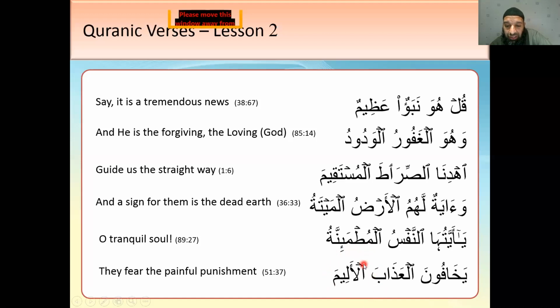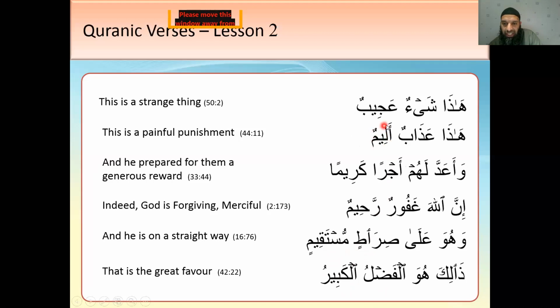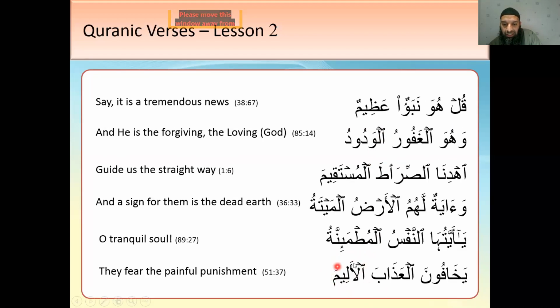Yes, so look over here. This is al-alim. Now it's "the painful". In this one here, alim, that's the actual word. Over here, it's al-alim. This is how you write al-alim. So they fear a painful punishment.